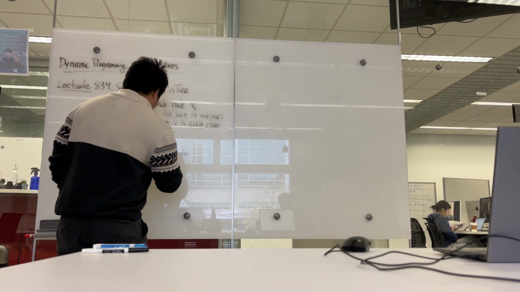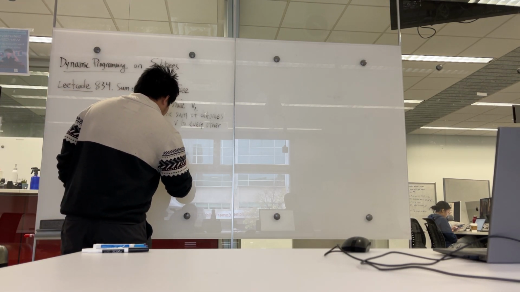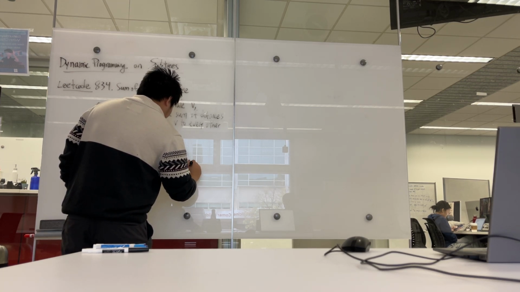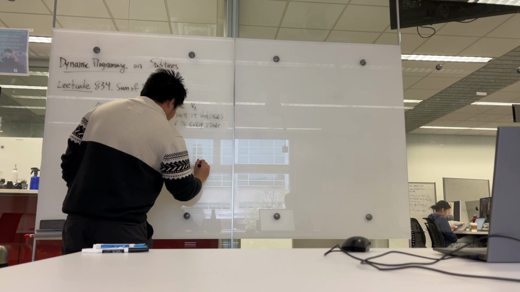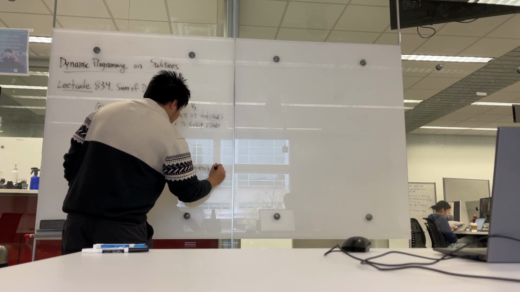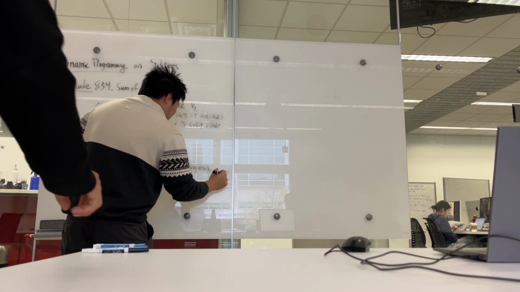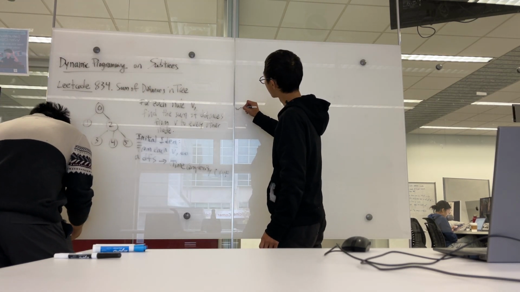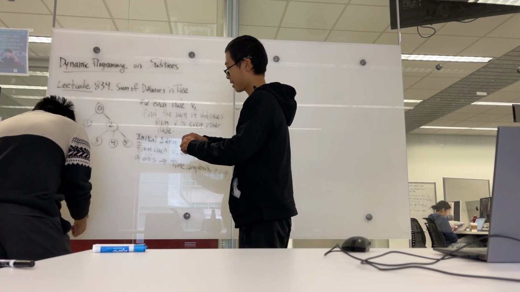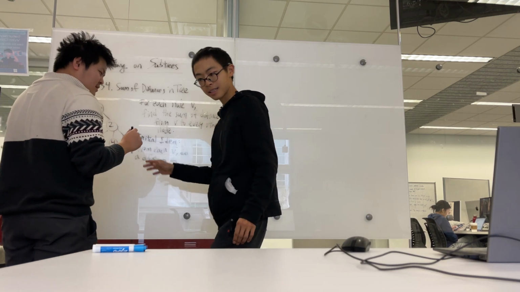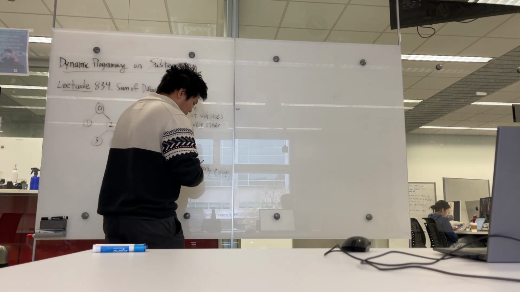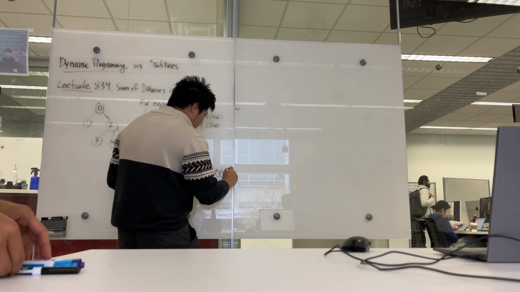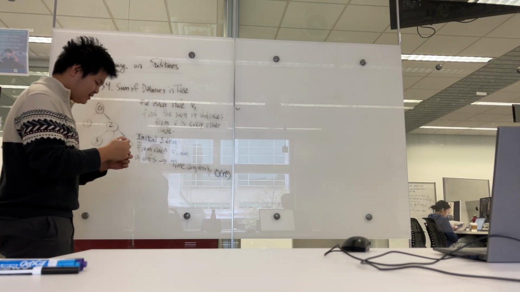So here, the time complexity is O of n squared. This is not the best one. All right, so that gives us one algorithm. The goal of this lecture is to find an algorithm that does better than O of n squared.